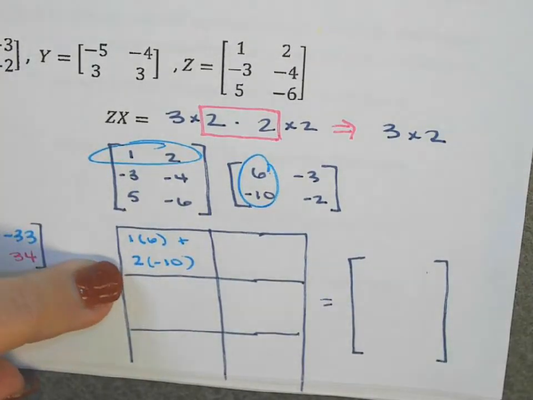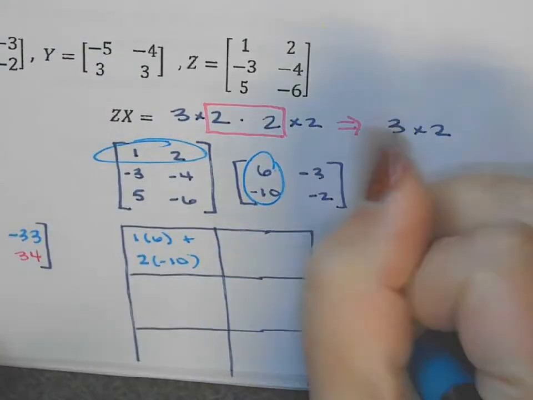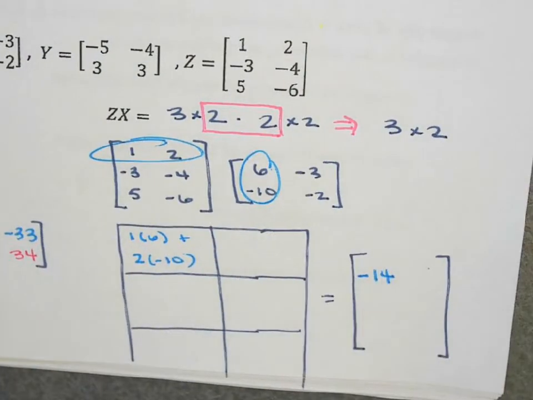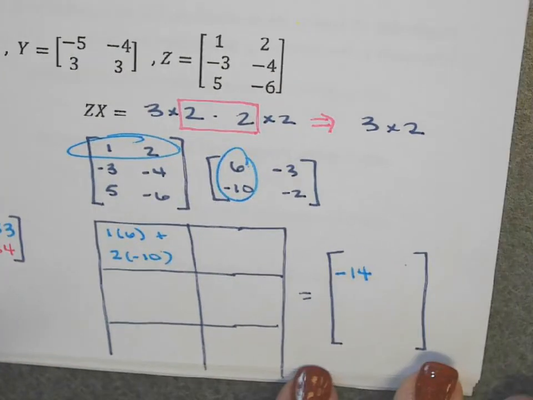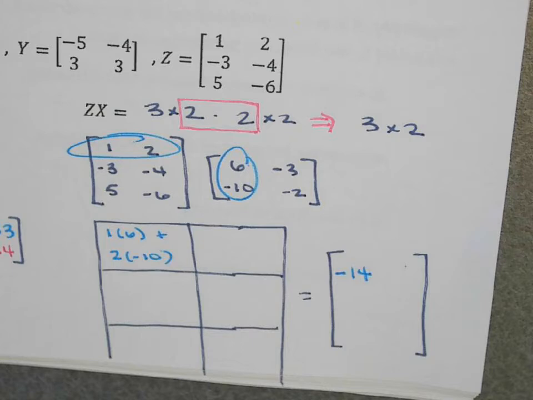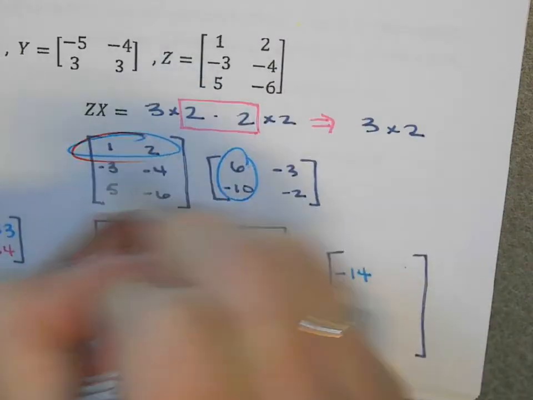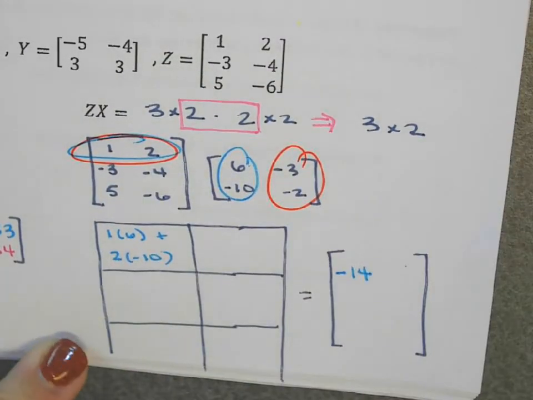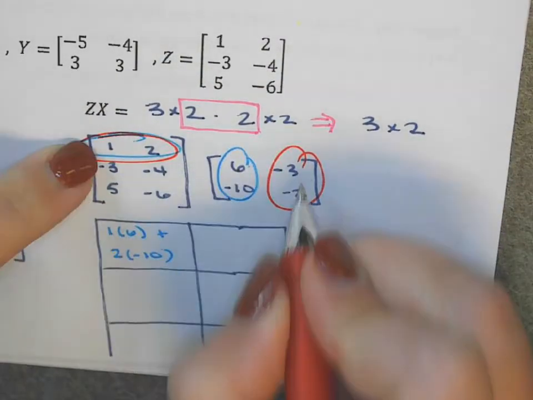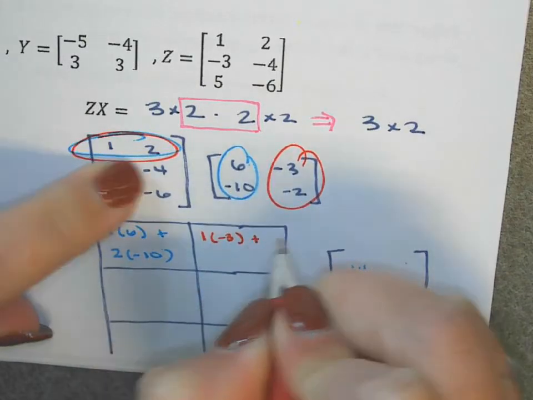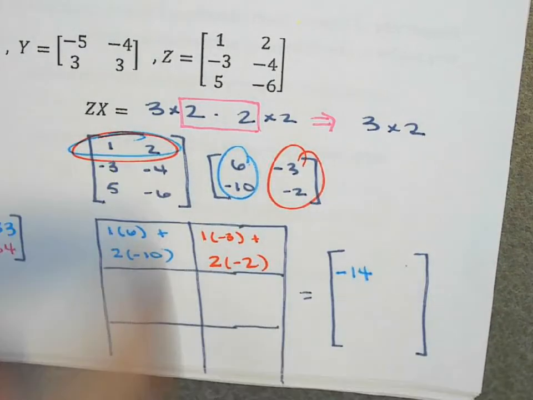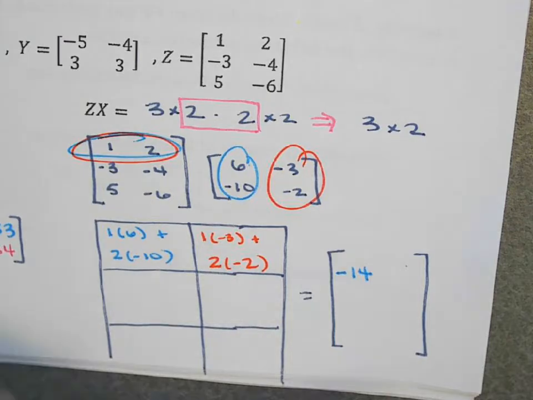Six and negative 20 is going to be negative 14. Are we okay so far? All right, let's change colors. First row, second column, so still using first row, but now I'm going to use the second column. So I have 1 and negative 3 are partners, plus 2 and negative 2 are partners. Negative 3 minus 4 is negative 7.